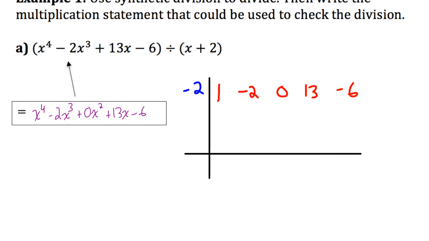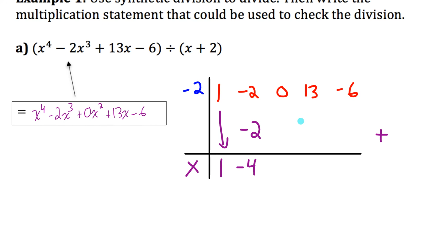And now we'll run the algorithm. I'll put my operator symbols here just to remind you of what operations I'm doing. Bring the first term down, 1. Negative 2 times 1 is negative 2. And then add the numbers in the column. Negative 2 plus negative 2 is negative 4.